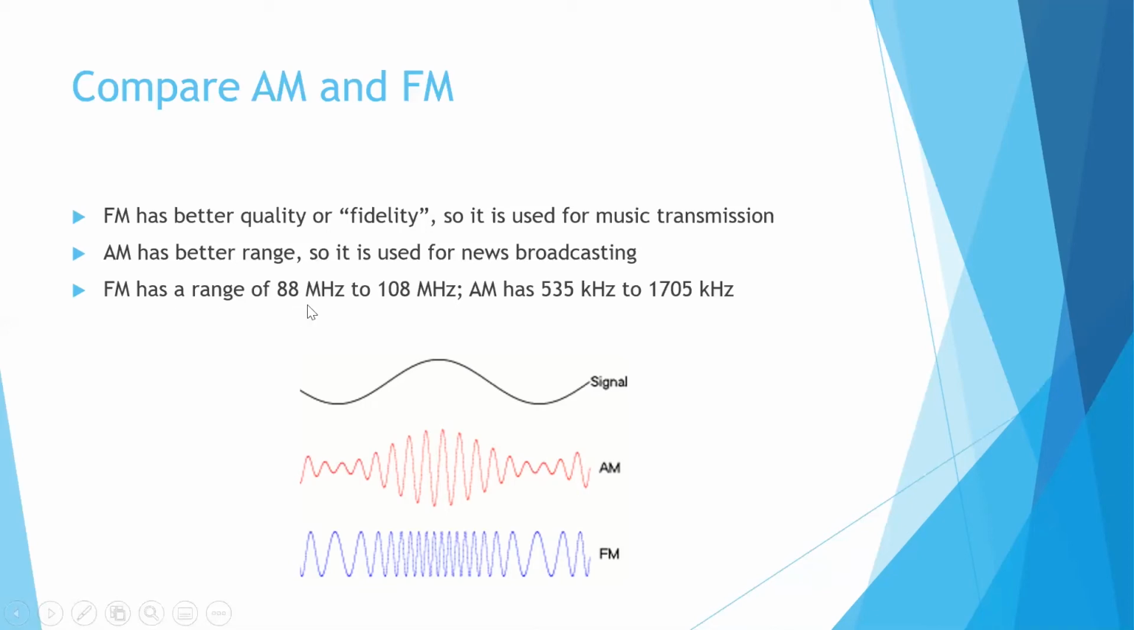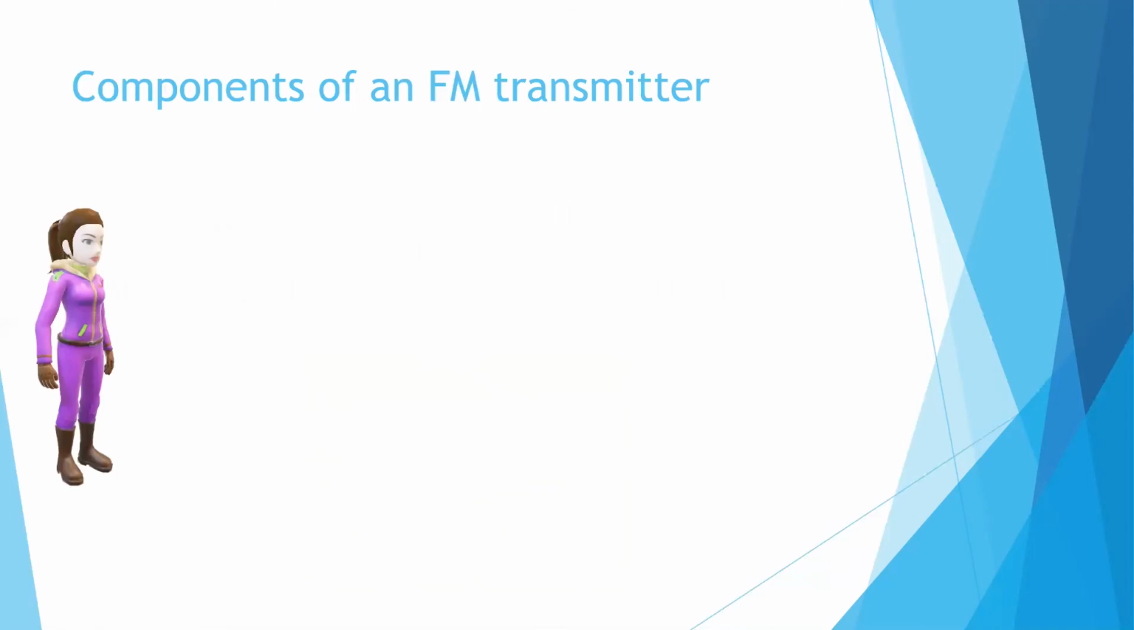FM has a range of 88 megahertz to 108 megahertz. AM has a range of 535 kilohertz to 1705 kilohertz. So as a refresher, this is our voice signal. AM looks like this: the amplitude is varied, and FM looks like this: the frequency is varied. Now let's go on to actually building the components of an FM transmitter.